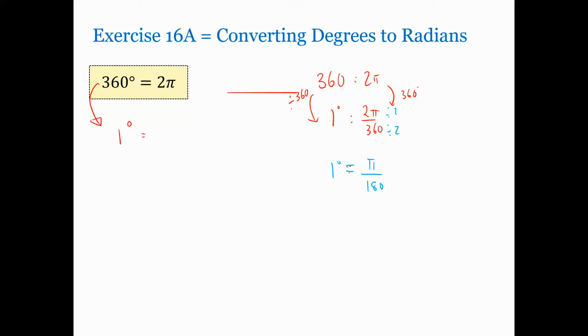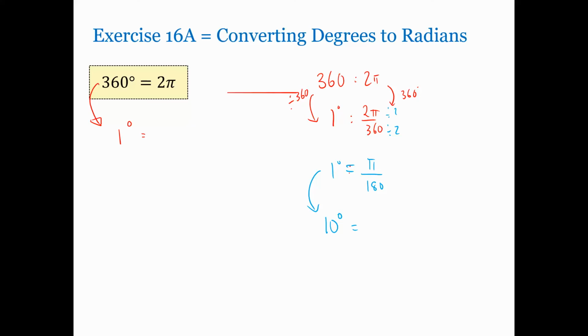So that means if I want to find 10 degrees, and I know 1 is pi on 180, how do I find 10 degrees? What do I have to do from 1 to get to 10? Times by 10. Because that's the logic. If 1 degree is equal to pi on 180, then if I have 10 of these, I have 10 degrees. True?